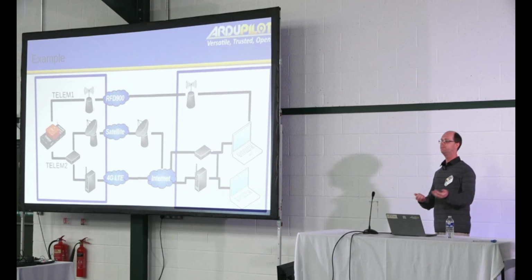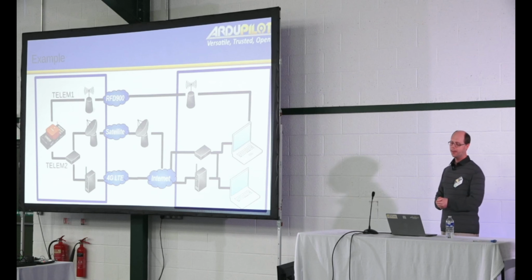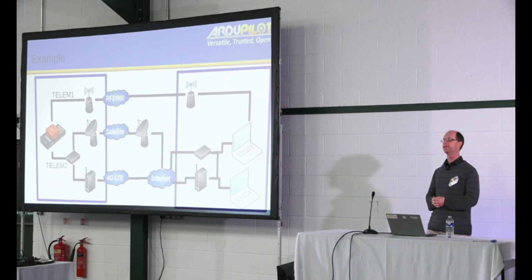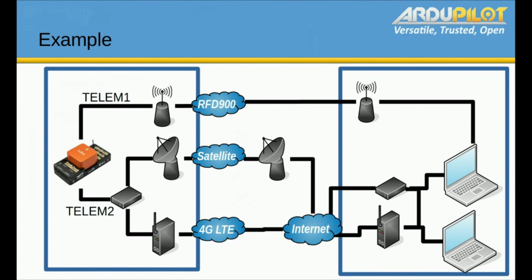Brief example of what a system might look like. This is a triple redundant system where on the left in the blue rectangle, you've got your aircraft. On the right, you've got your GCS. For example, you might have something like an RFD900 as your primary link while you're still within visual line of sight of the aircraft for takeoff and landing and so forth. Then you might have a satellite and 4G connection as well, and that's negotiated via a companion computer like a Raspberry Pi via a separate telemetry port.